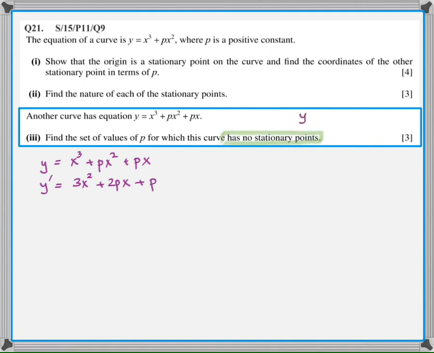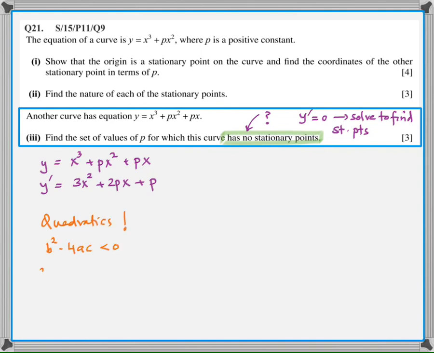Now tell me one thing. When a curve has stationary points, how do you find that stationary point? You find it y prime equals to 0. In other words, you solve that equation. It could have been a linear equation, a quadratic equation, a cubic equation, and so on. But when it says there are no stationary points, what does that mean? That means you are not able to solve this equation.